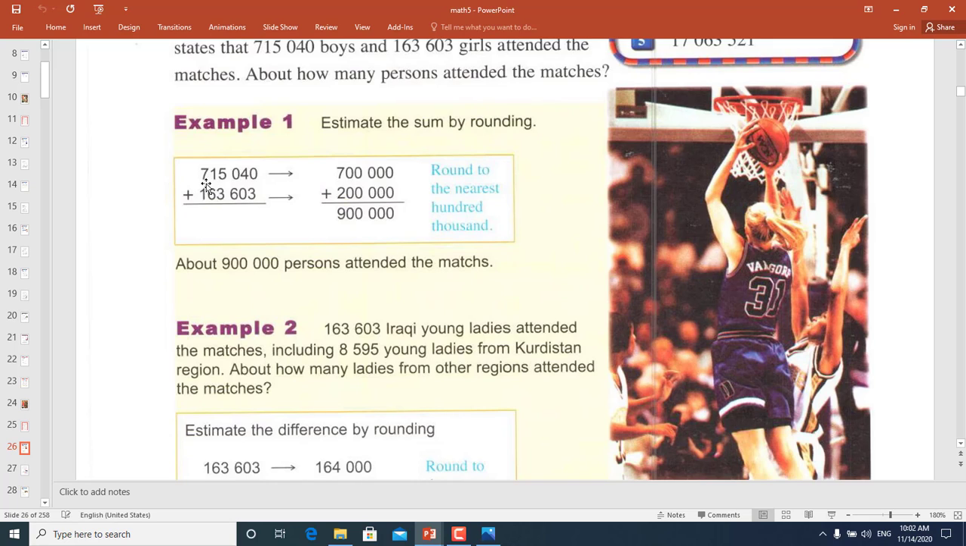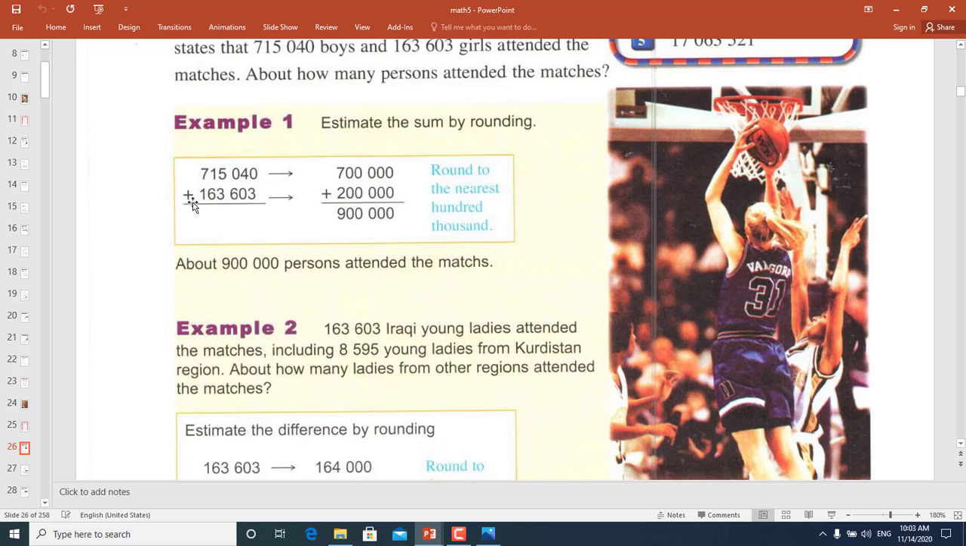So from there, the first digit is 7 and the next digit is 1. So it's rounding down. We don't increase this 7, so we write 7 again, and the last digits we make 0. And from there, we have 1 as the first digit at left, and the next digit is 6. So it's more than 5. We said that if the next digit was 5, 6, 7, 8, 9, that means it's rounding up. We increase this 1 by 1. This one will be 2, and the last digits will be 0.